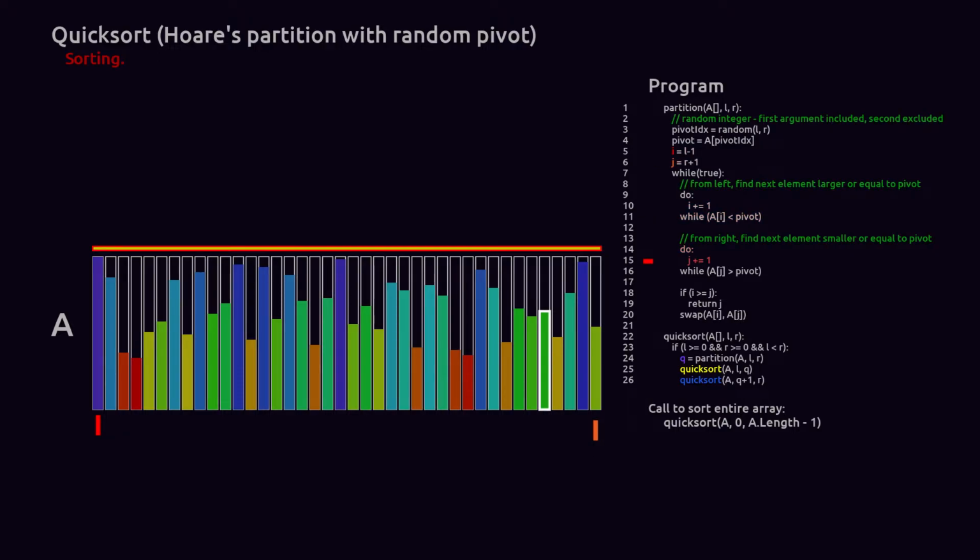Now we start moving towards the center until the counters collide. The left counter skips elements that are smaller than the pivot and the right counter skips elements that are larger than the pivot. The elements that are not skipped are swapped from left to right and vice versa.